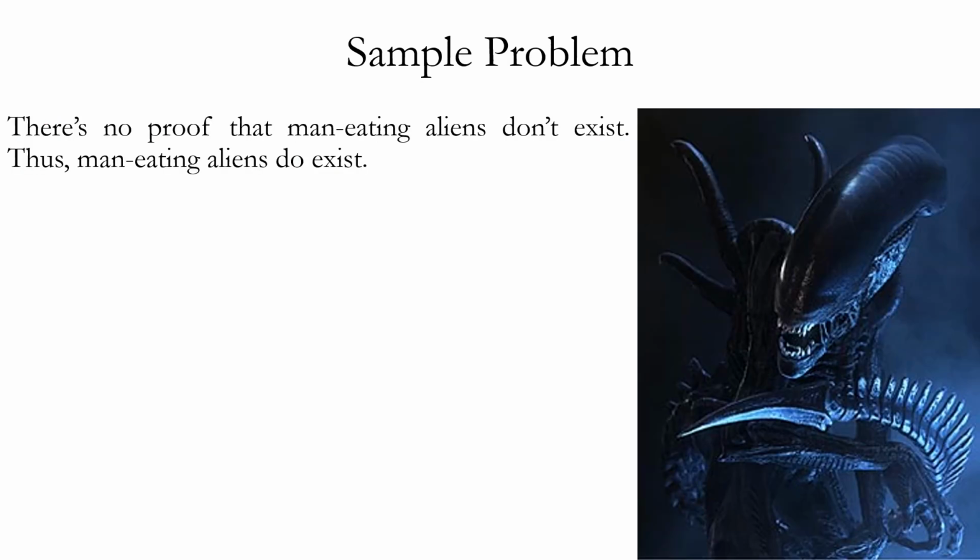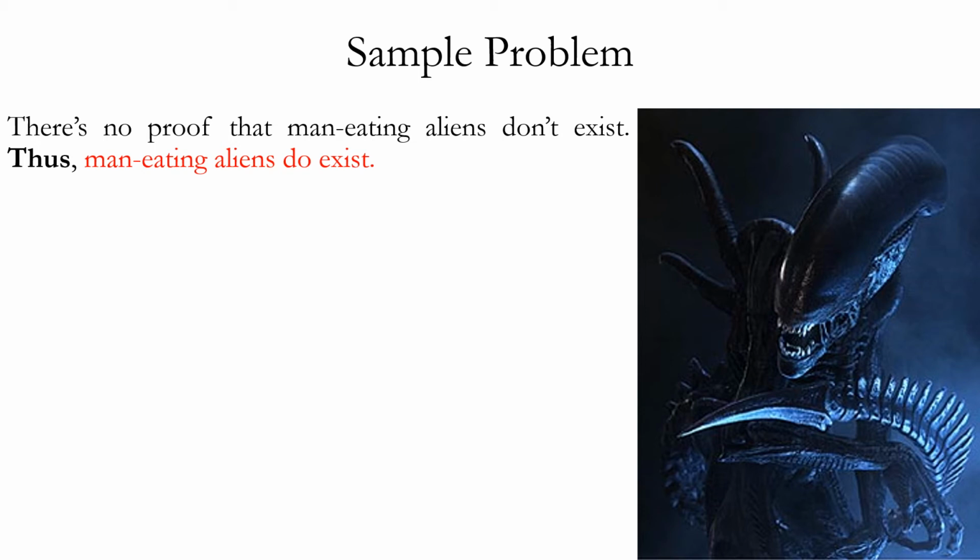There's no proof that man-eating aliens don't exist. Thus, man-eating aliens do exist. Are there any indicator words? The word "thus" is an indicator. What does it indicate, premise or conclusion? The answer is a conclusion, so we can put the proposition that follows in red. Man-eating aliens do exist, that's the conclusion.